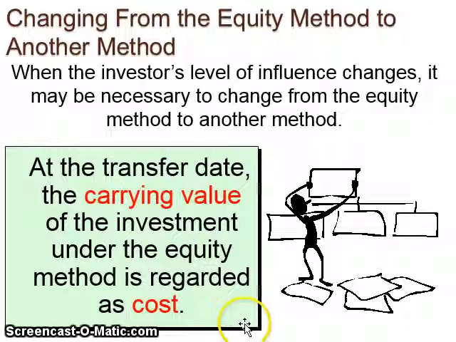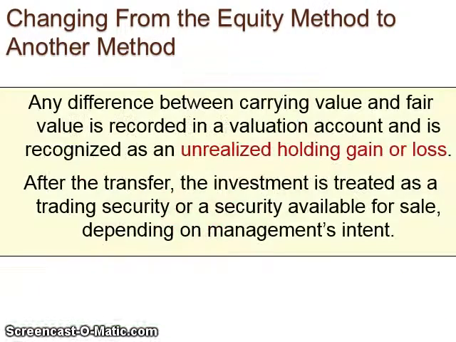So now what happens if you want to change from one method to another because your level of influence changes over time? You might have to change from the equity method to another method. So the idea is at the date of transfer, when you decide your level of influence has changed, the carrying value of the investment under the equity method is regarded as its cost.